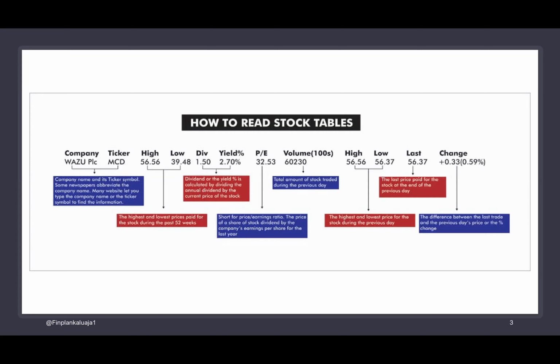So I put little notes under the figures so you can basically look at what they mean. For instance, the volume is the total amount of stocks traded during the previous day. So this is the actual term and then the actual definition of those terms. But we're going to go a bit more to look at what they mean and how you can use it. So the dividend yield here, for instance, is calculated by dividing the annual dividend by the current price of the stock. That's just the textbook definition. We want to go a bit deeper and say, what do the dividend and dividend yield mean to you as an investor, and how can you use it?